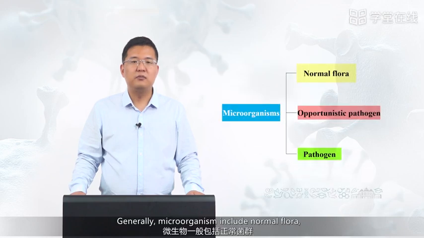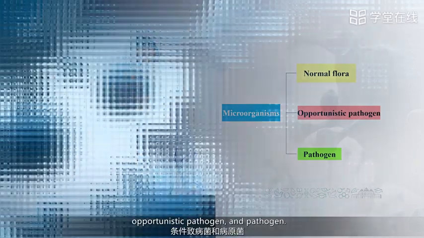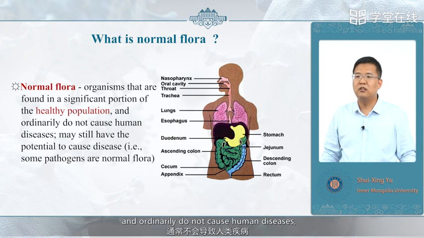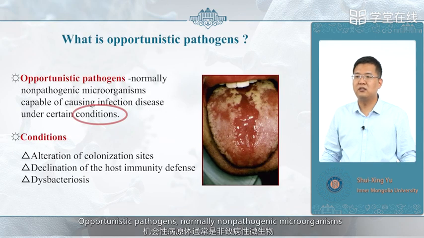Generally, microorganisms include normal flora, opportunistic pathogens, and pathogenic organisms. Normal flora are found in a significant proportion of healthy populations and ordinarily do not cause human disease, though they may still have the potential to cause disease. Opportunistic pathogens, namely non-pathogenic microorganisms, are capable of causing infectious disease under certain conditions.